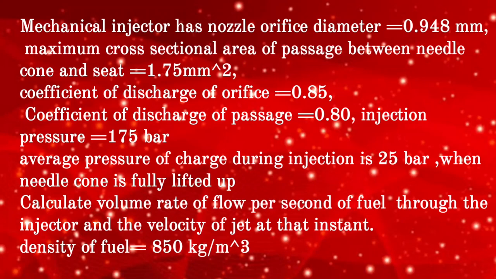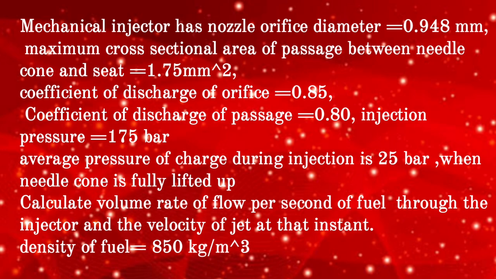Given question: a mechanical injector has a nozzle orifice diameter equal to 0.948 millimeter. The maximum cross-sectional area of the passage between the needle cone and the seat is equal to 1.75 millimeter square. Coefficient of discharge for the orifice is 0.85. Coefficient of discharge for the passage is 0.80. Injection pressure is 175 bar. Average pressure of charge during injection is 25 bar.